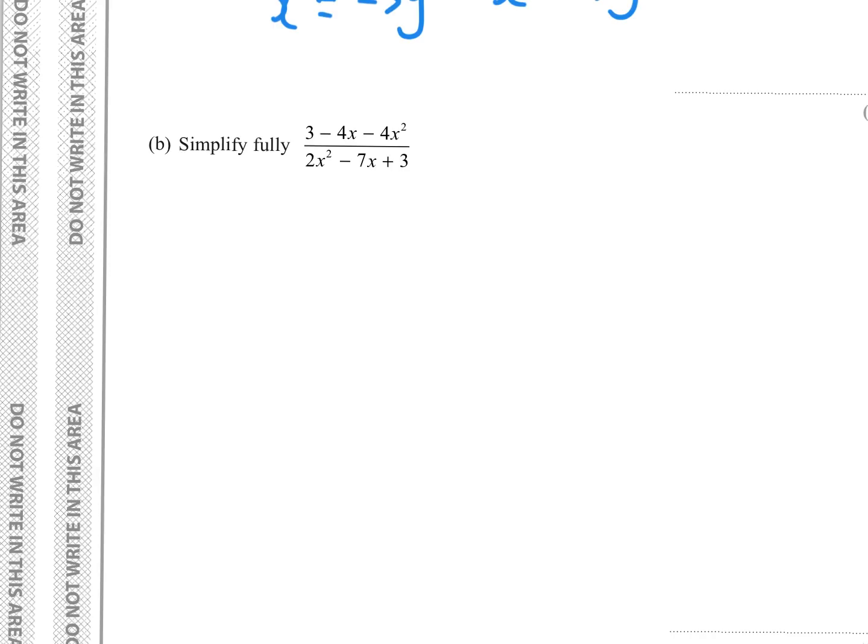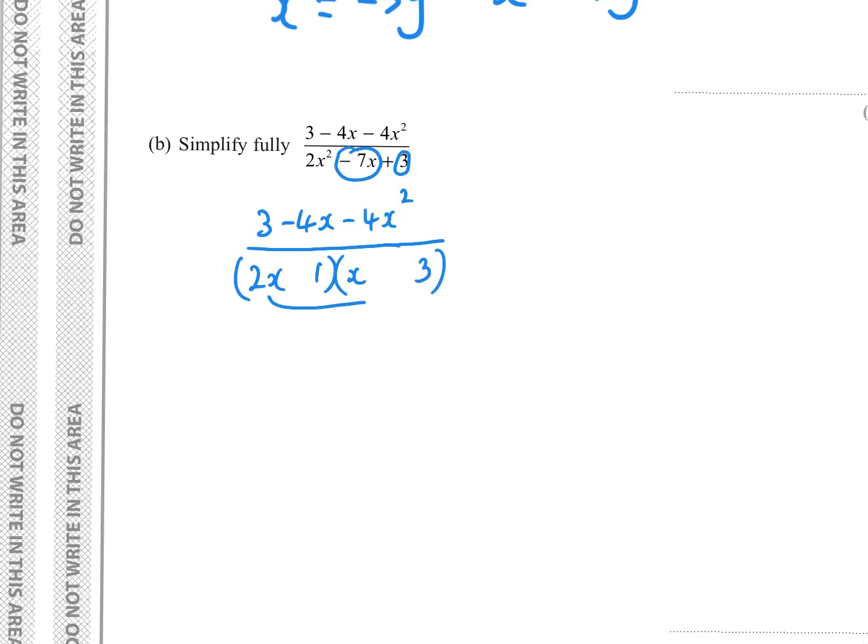Well, let's have a look at part B. We'll start with the denominator, I think. So we'll leave the numerator for now, and we're going to factorise the denominator and hope that we get two nice brackets. So we're going to have a 2x and an x, factors of 3, 3 and 1. We want to have negative 7x, so we're going to have negative 6x, and then take one more away, and that would be negative 7x. So we're going to have 2x minus 1 and x minus 3 as the denominator.